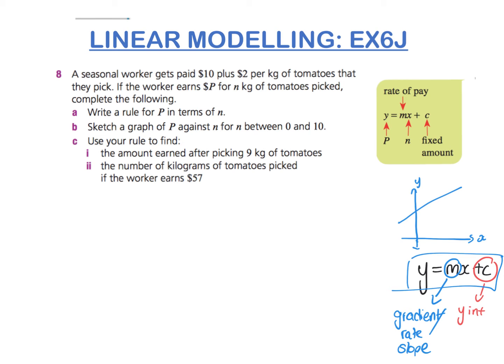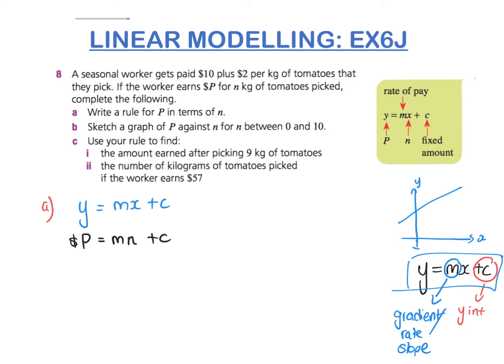So they want you to write the rule in terms of P and N. We'll start this off first. We have been using this formula at the moment. Now what they want us to do is, instead of y, what letter do I need to use? P, good. So we're going to say the price that they earn is P. So we'll work out m. Now, what are they using instead of x? It's not x. What are they looking at? N for the number of tomatoes, isn't it? Yeah. And then we've got plus c.